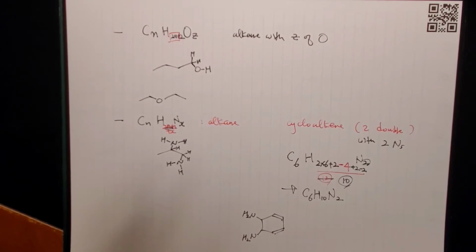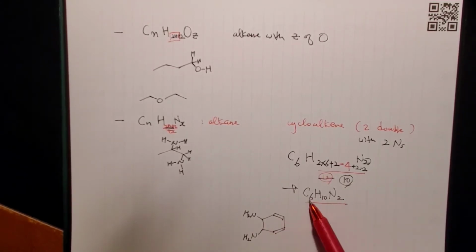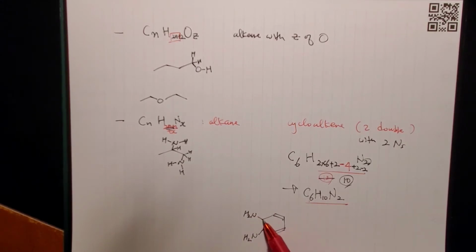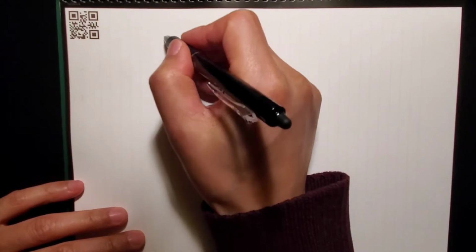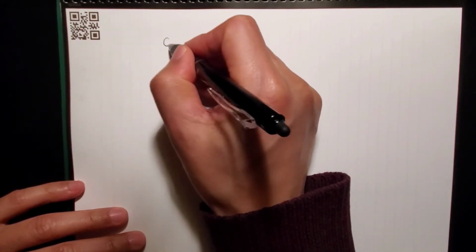Let's see how many carbons, hydrogens and nitrogens we have, and that fits this formula. Okay, so there are 2, 4, 6 carbons, yes, and it should be 10 hydrogens. 2, 4, 5, 6, 7, 8, 9, 10, and 2 nitrogens. So see, that indeed works. So this way of thinking will allow you to apply this to situations like this.